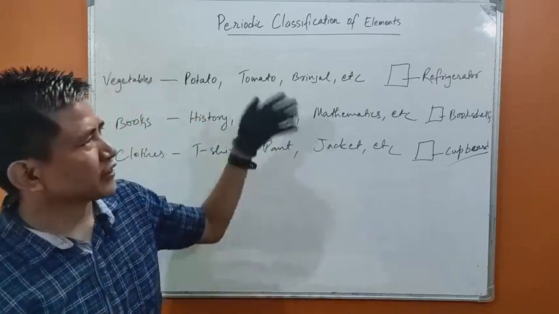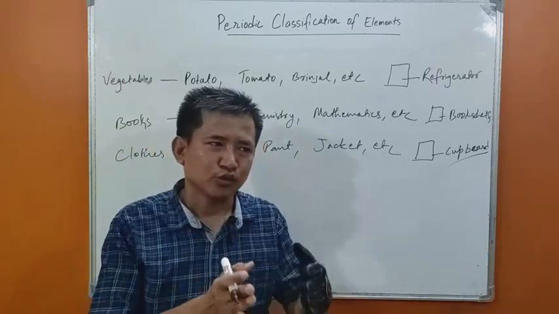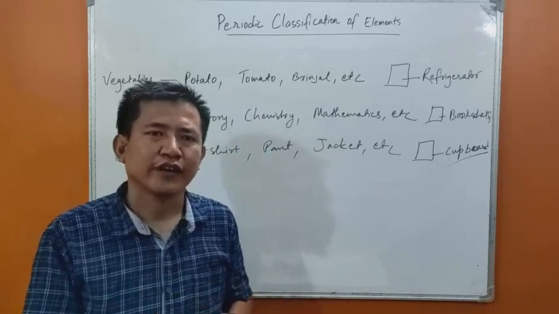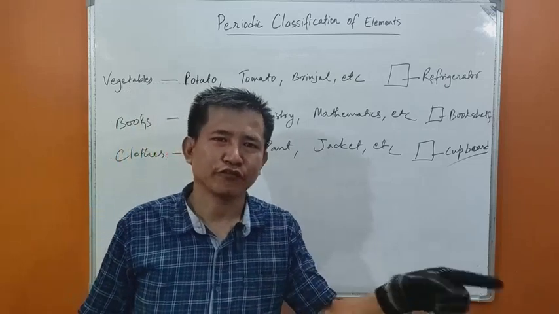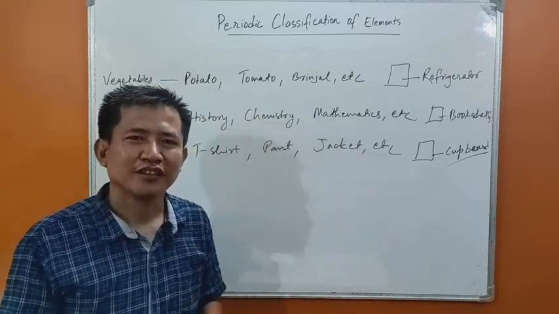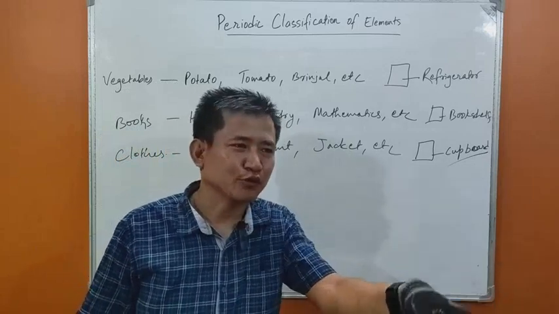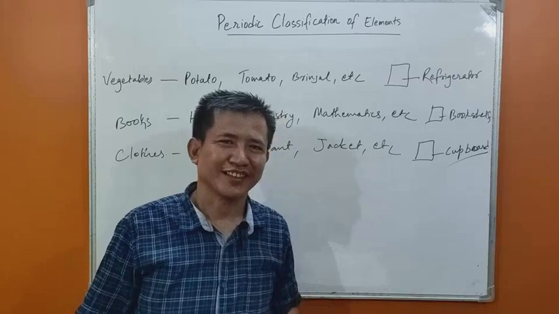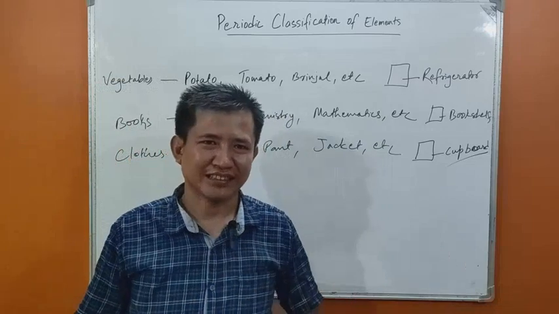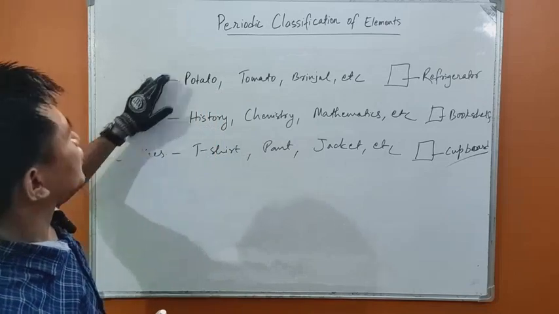So why do we classify these things? Because it makes it easier to find and easier to deal with. Let me give you an example. If you want to wear clothes, you don't open a refrigerator and look for your jacket inside it, do you? Are you getting my point? If you want to cook, you don't go to a bookshelf. You open the refrigerator to find vegetables. You don't find vegetables inside a bookshelf, isn't it? So classification is done even at home to make our life easy, to find things in an easier way. I hope you understood the term classification.